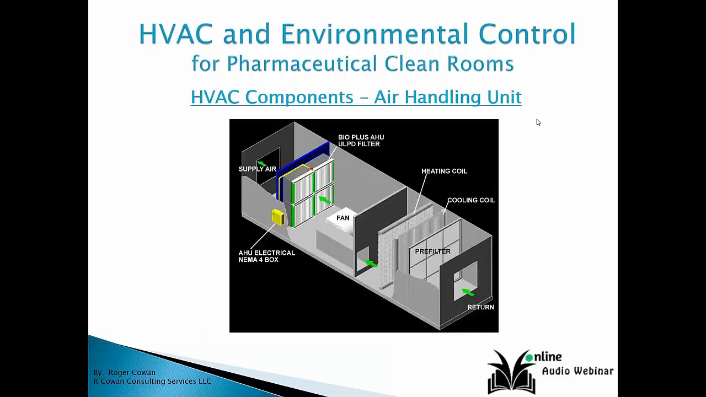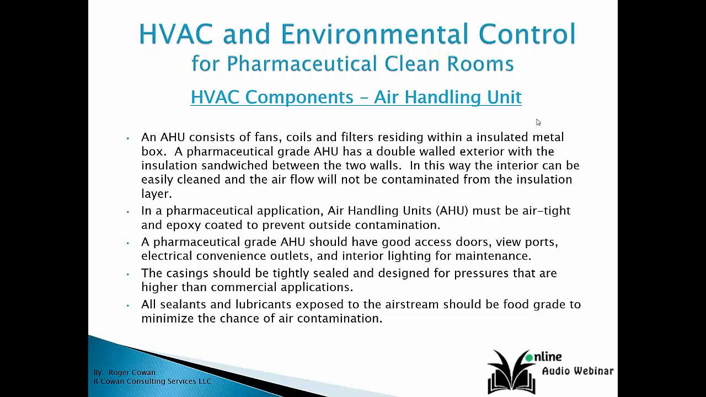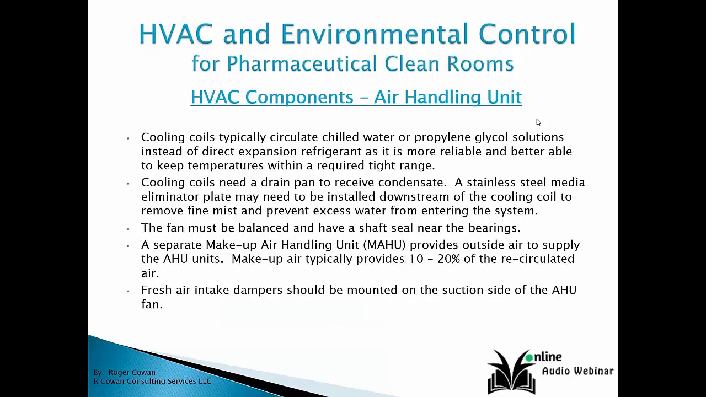Okay, so let's jump into HVAC and look at the main component of HVAC systems, and that's the air handling unit. Diving a little deeper here, an AHU consists of fans, coils, and filters within an insulated metal box. The cooling coils in that AHU typically circulate chilled water or propylene glycol. This is instead of the direct expansion refrigerant that's normally used in industrial units.